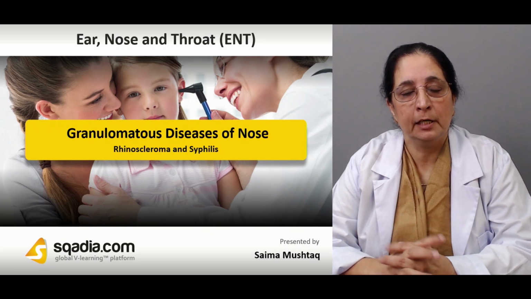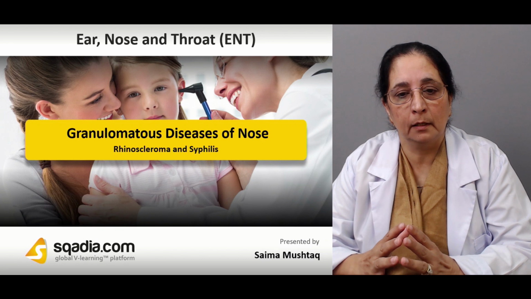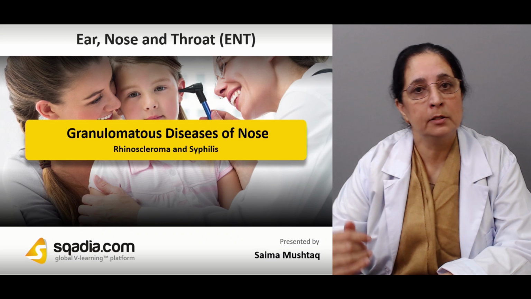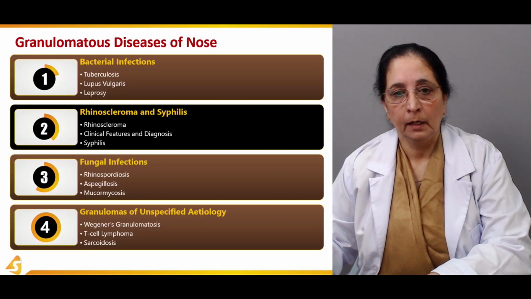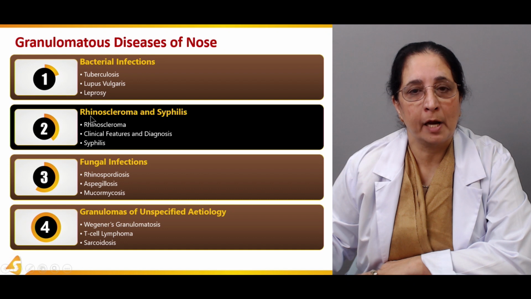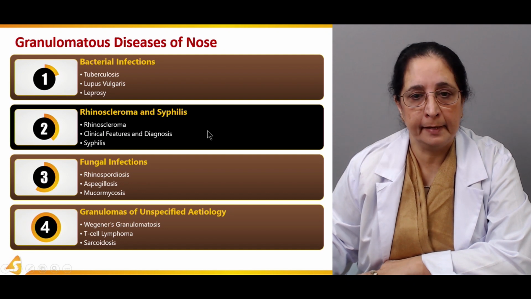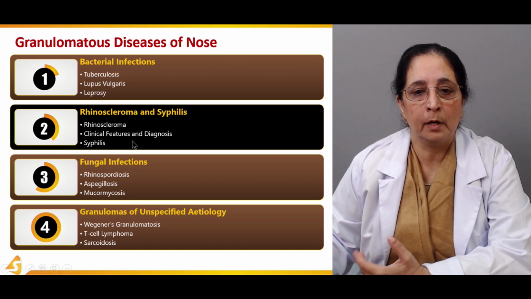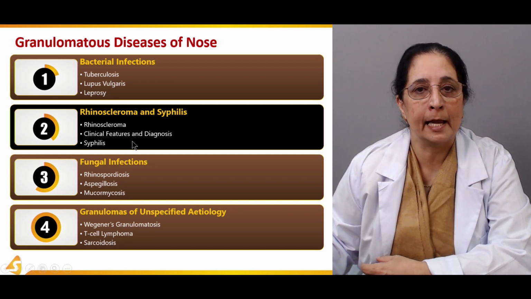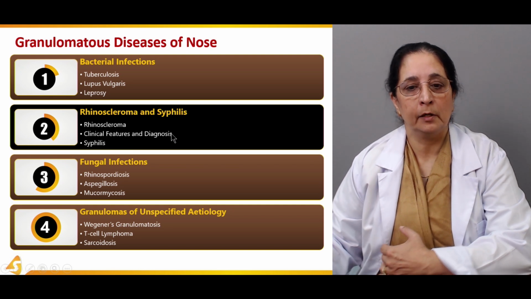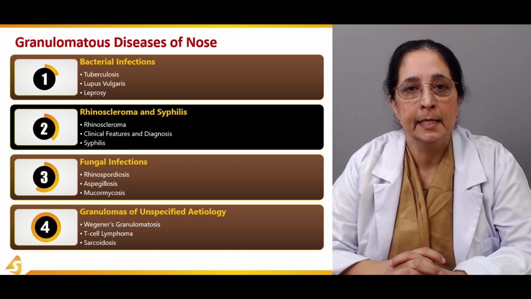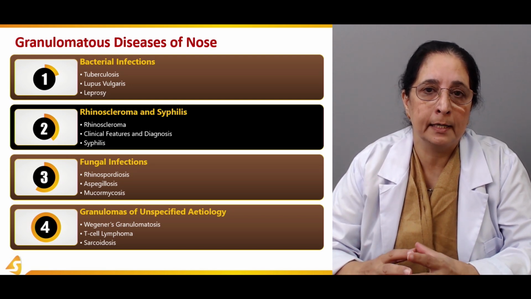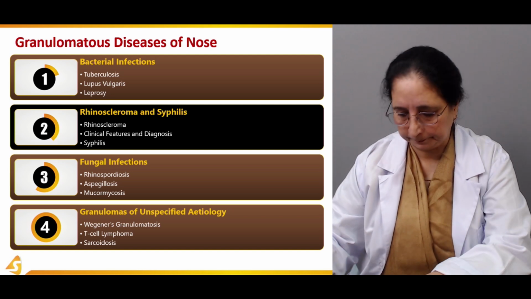Now, in this section, let's talk about two other important causes of granulomas of the nose, and they are also bacterial causes. In this section, we will talk about rhinoscleroma and syphilis, and what are the causes of rhinoscleroma, what are the clinical features and diagnosis of rhinoscleroma, and also we will talk about the syphilis and how it manifests and how it is diagnosed and managed.